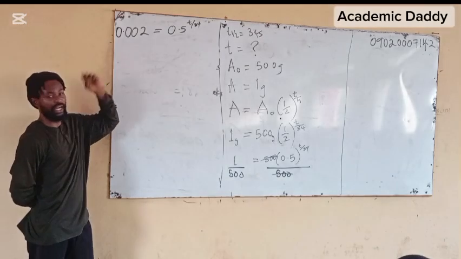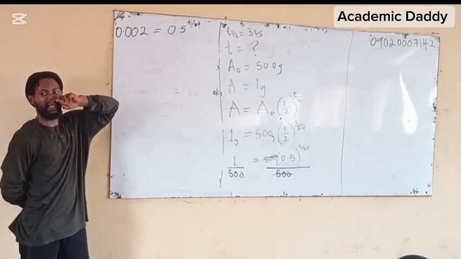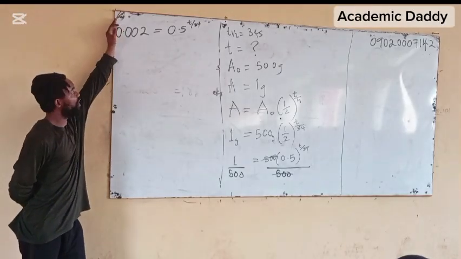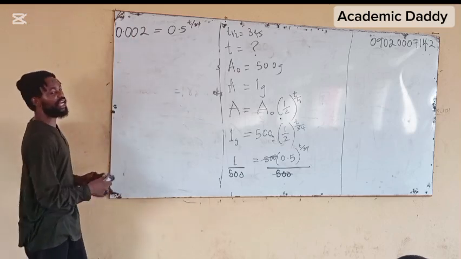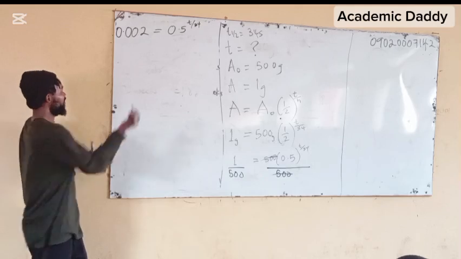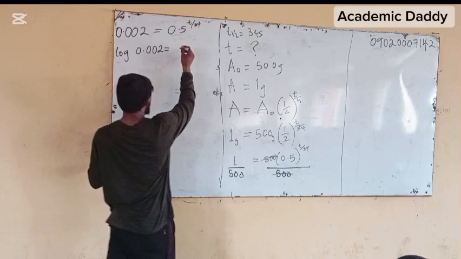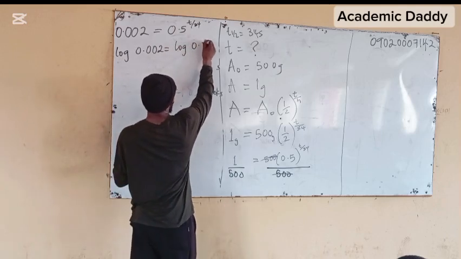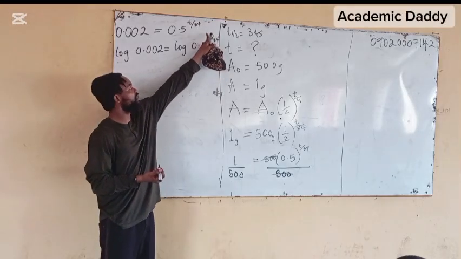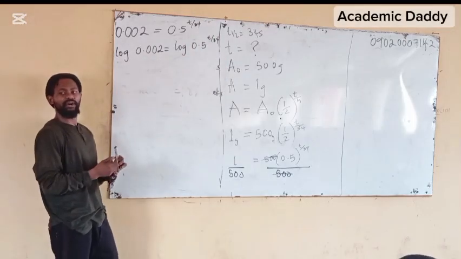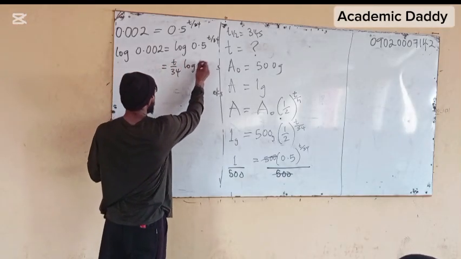So anytime I'm in this condition, I can introduce logarithm to both sides. I can say take the log of this, take the log of this. You've not learned that one. Then if I introduce it, this becomes log 0.002 equals log 0.5 raised to the power t over 34. Notice that I am now having that power because it's up here. This thing can now come down. That's the law of logarithm, so that this time becomes t over 34 log 0.5.